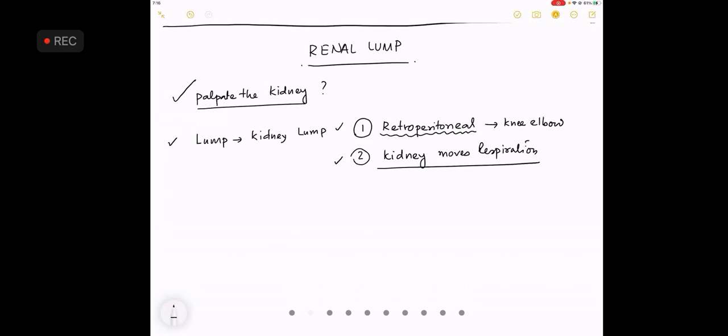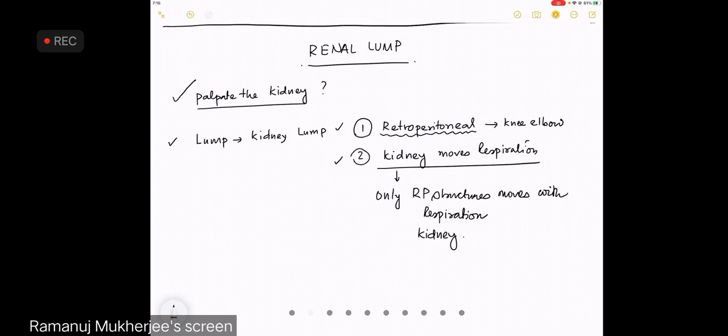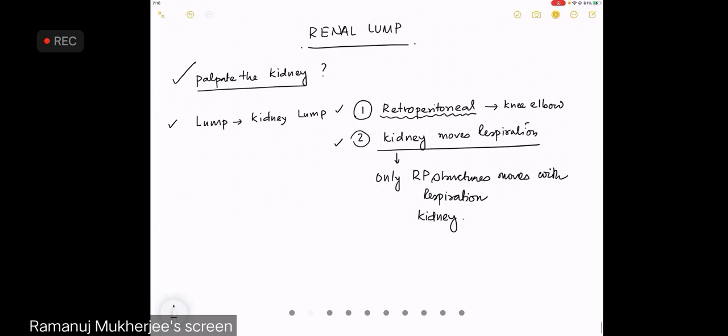The shape of the kidney, etc., has nothing to do with palpation. Remember that the only retroperitoneal structure that moves with respiration is the kidney. Okay? Complete? Have you written up till this point? Yes, sir. Okay, right.